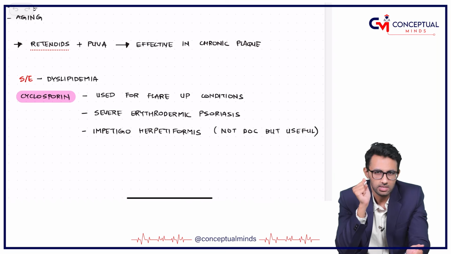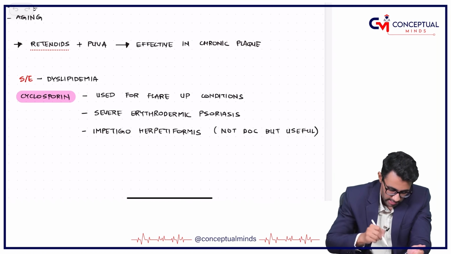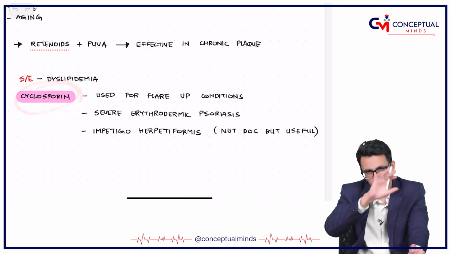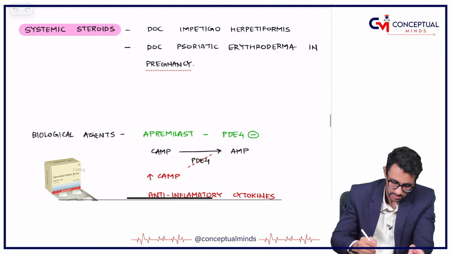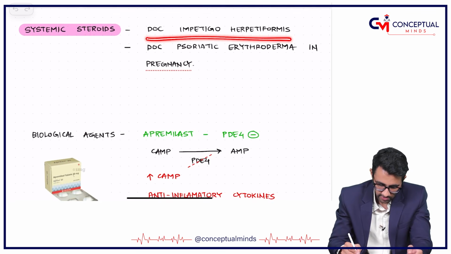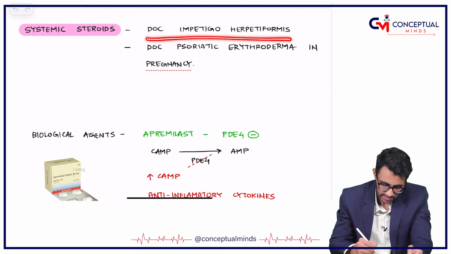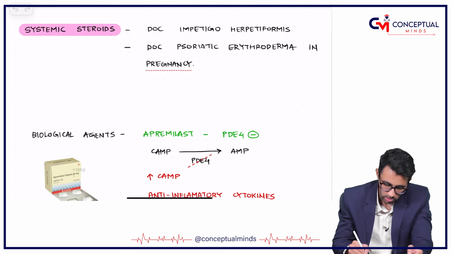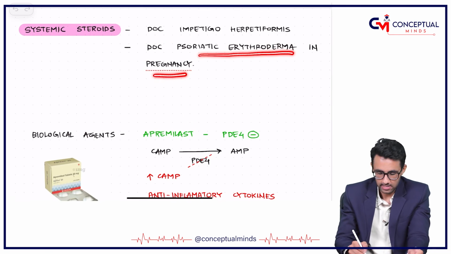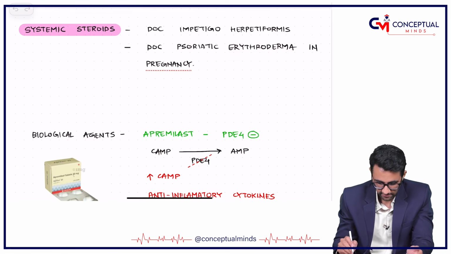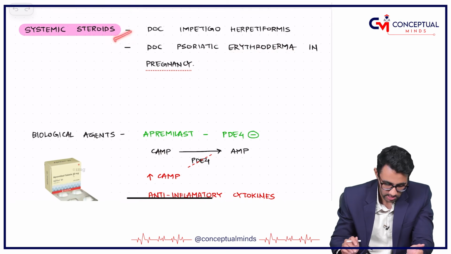If it is a contraindication, what would we do? Yes, we would use cyclosporine. I hope you got all that interconnecting link. Yes, systemic steroids are the DOC for psoriatic erythroderma in pregnancy. Okay, in pregnancy, if there is psoriatic erythroderma, we would use systemic steroids.